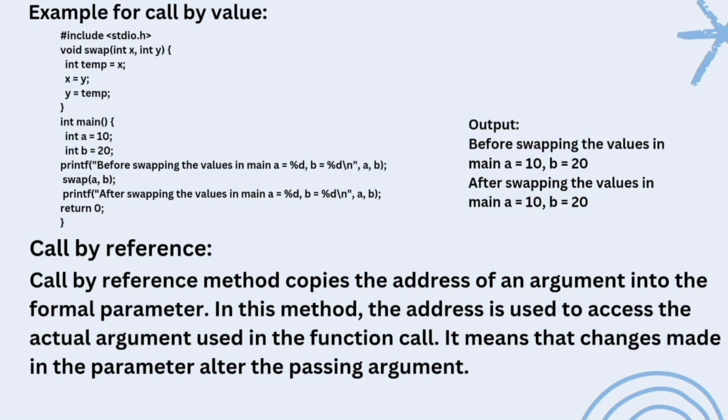Here, the value of a is 10 and b is 20. Even after swapping is done, the value of a remains 10 and b is 20. Call by reference method copies the address of an argument into the formal parameter. In this method, the address is used to access the actual argument used in the function call. It means that the changes made in the parameter alter the passing argument.